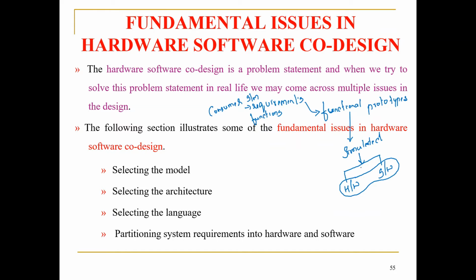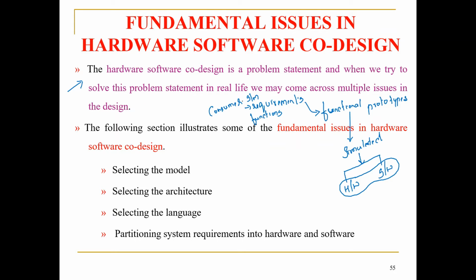But when they are segregating, or manufacturing the components together, or going with the co-design process, they will be facing a lot of issues. So the initial thing we need to know is what are the fundamental issues an embedded system designer is going to face when designing hardware and software together. That is what we are going to look into in this particular session of the class. Hardware software co-design is a problem statement, and when they try to solve it in real life, they may come across multiple issues in the design.